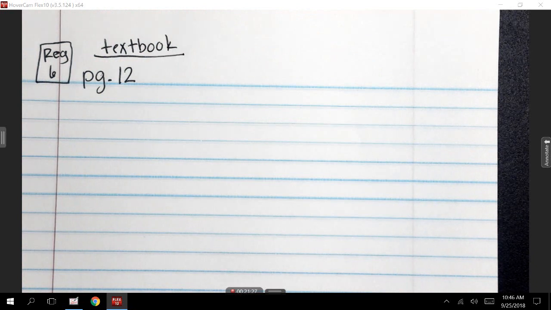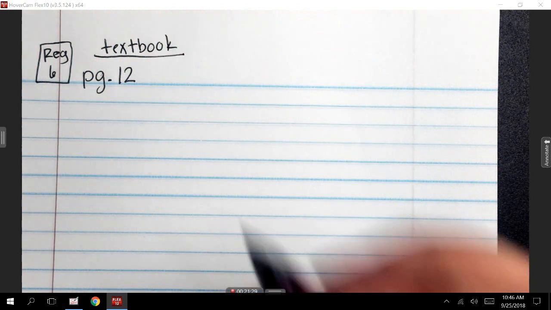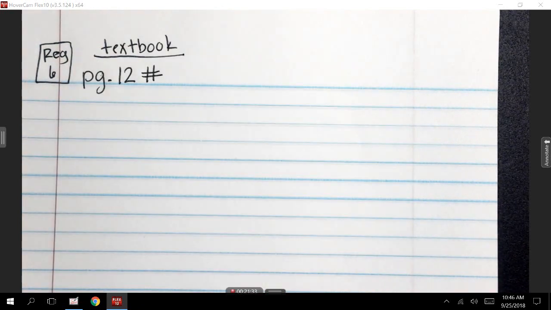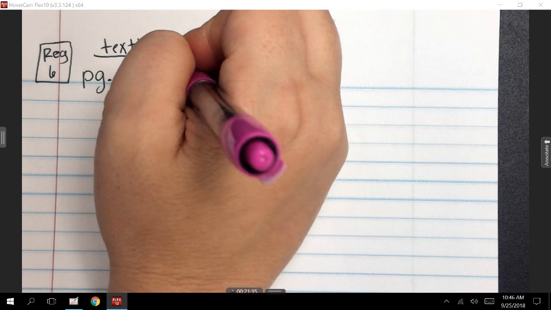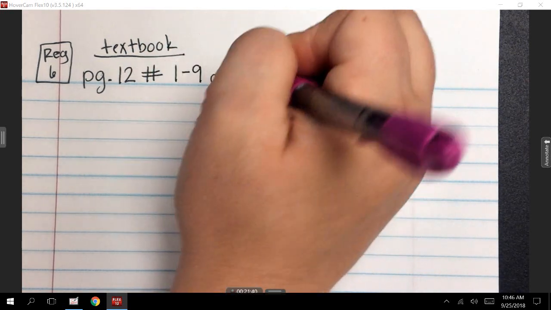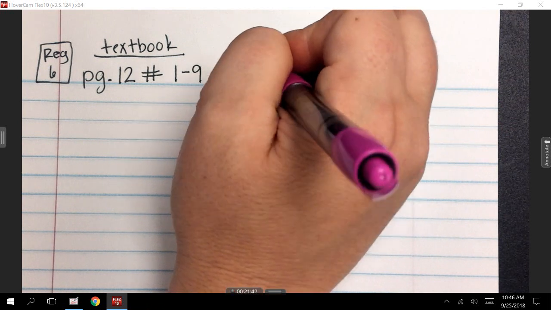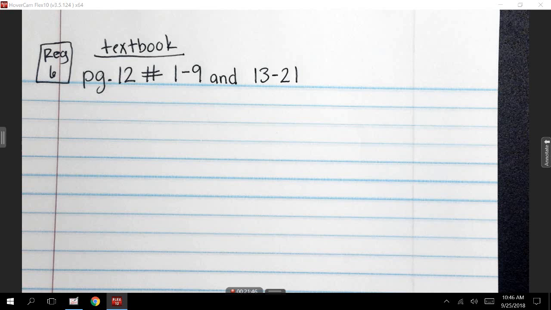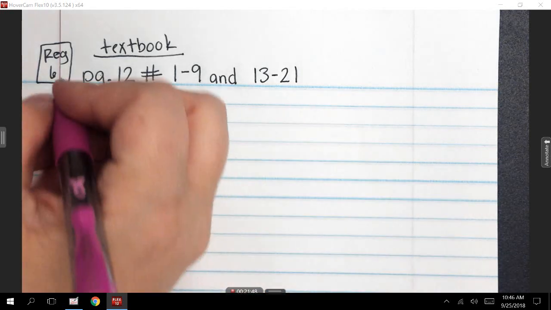All right. The numbers that you're going to do. Numbers. Remember that hashtag symbol means numbers. You're going to do 1 through 9. And you're going to do 13 through 21. Okay. All right, so make sure you're writing that down.